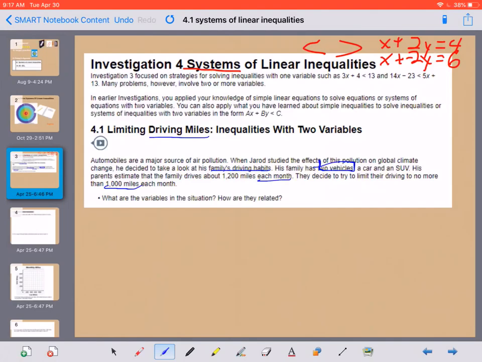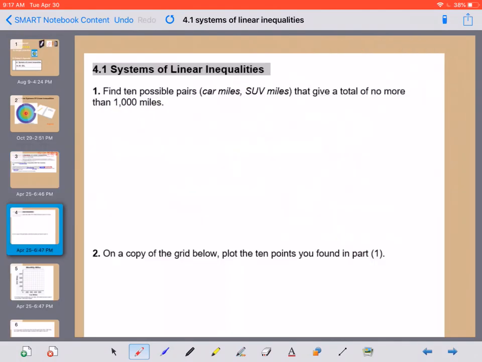So we are going to use this today. We're going to try to figure out things with the car and the SUV, how many miles we can drive so that they don't go over 1,000. Alright, so the first thing on your page, it says find 10 possible pairs. Now it says car miles and SUV miles that give a total of no more than 1,000 miles. Okay, so what this tells me is that we are driving the car and we're driving the SUV. So we're driving both things and we want to get no more than 1,000 miles.